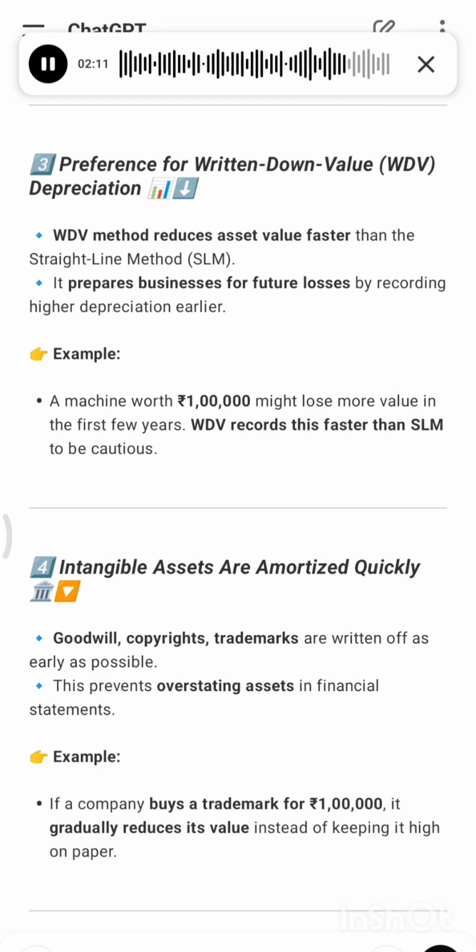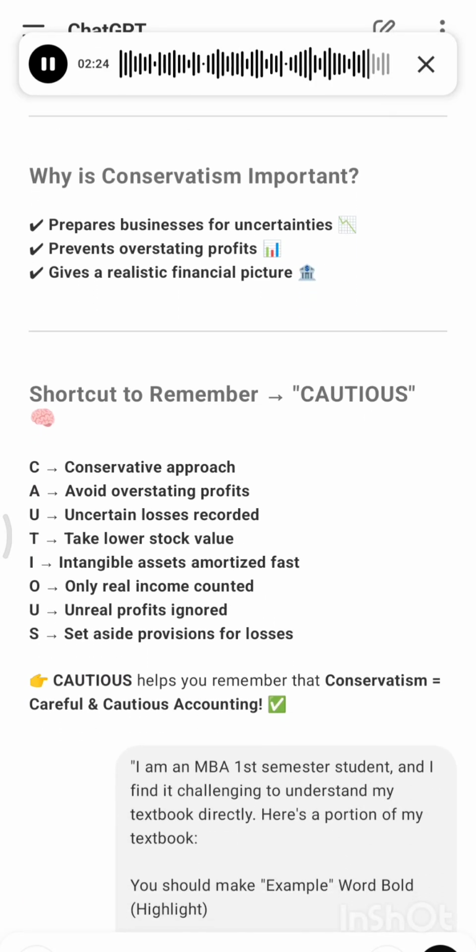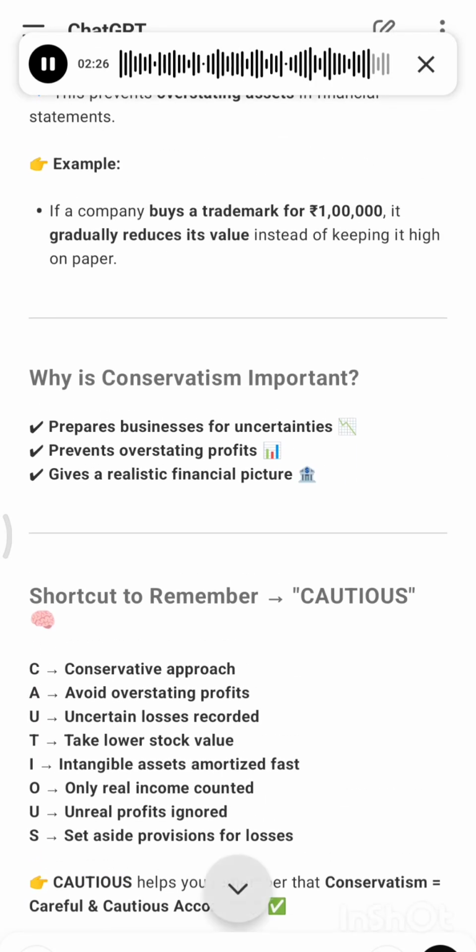Shortcut to remember: CAUTION. C: Conservative approach. A: Avoid overstating profits. U: Uncertain losses recorded. T: Take lower stock value. I: Intangible assets amortized fast. O: Only real income counted, unreal profits ignored. N: Set aside provisions for losses. CAUTION helps you remember that conservatism equals careful and cautious accounting.